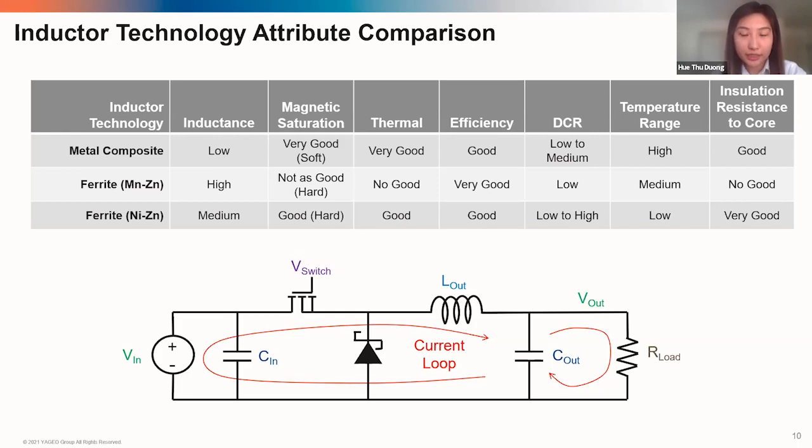The downside is that these will have lower inductance values compared to ferrite inductors, and the efficiency will not be as high compared to the manganese zinc ferrites due to core loss.